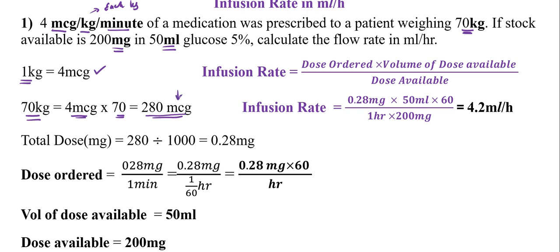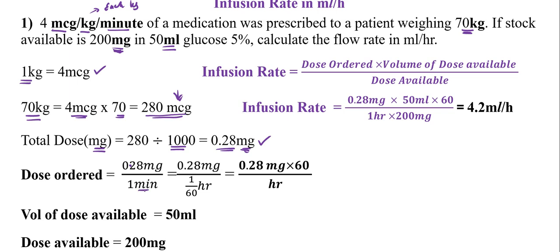It is important to convert the units because the stock is in milligrams and what needs to go to the patient is in micrograms. So the total dose in milligrams requires that the 280 be divided by 1000 to convert it into milligrams. It becomes 0.28 milligrams. We are converting the 280 micrograms into milligrams, 0.28 milligrams. The 0.28 milligrams is per minute.